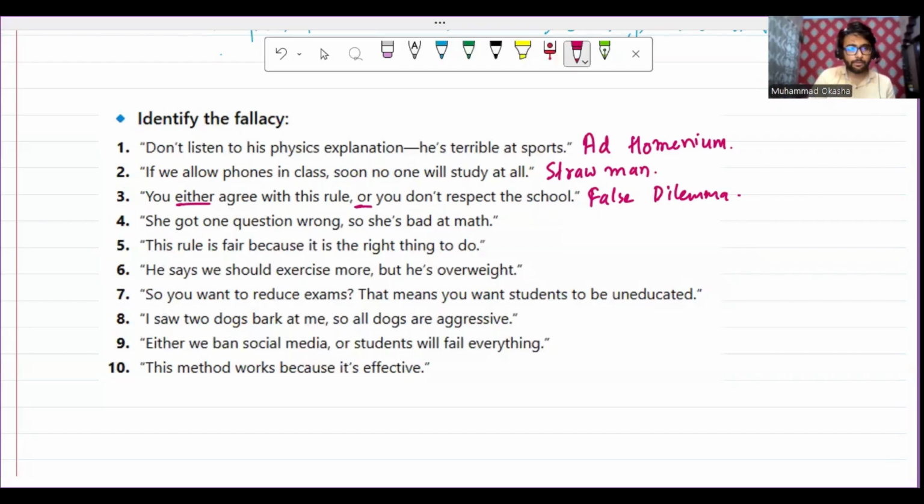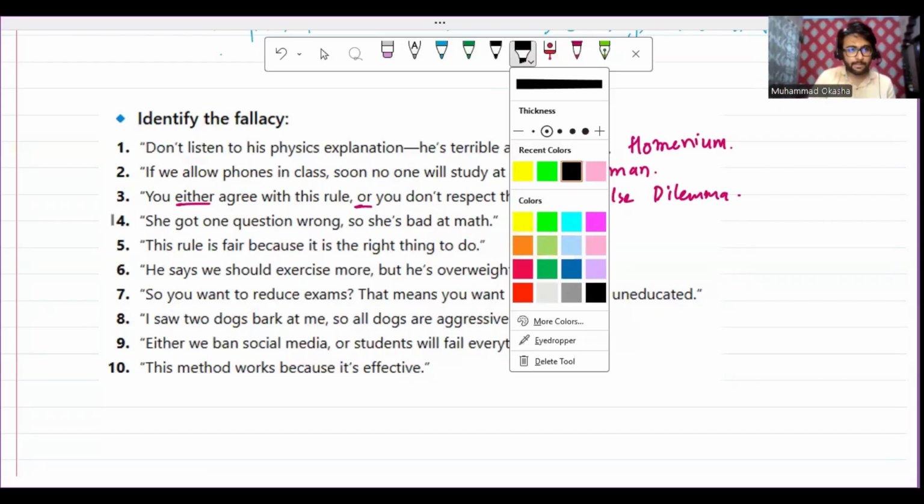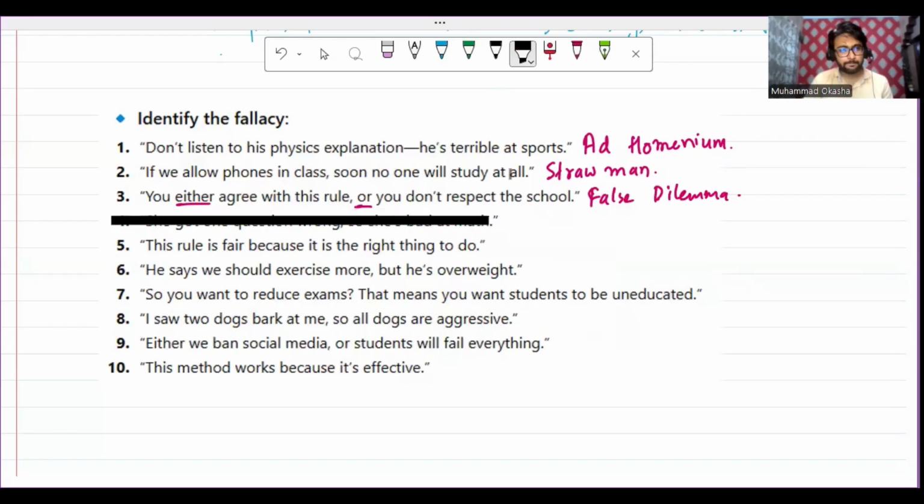Now, I am not going to take this, this is another type, and we have not discussed this type, so I'm going to take it off. I'm not going to do this.